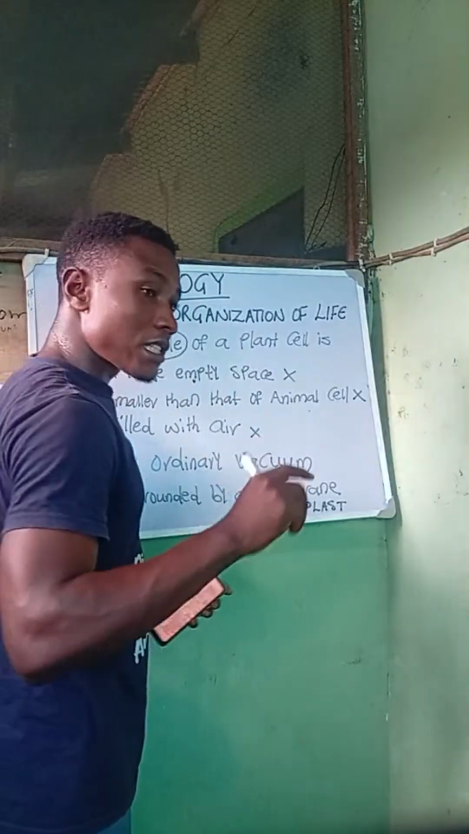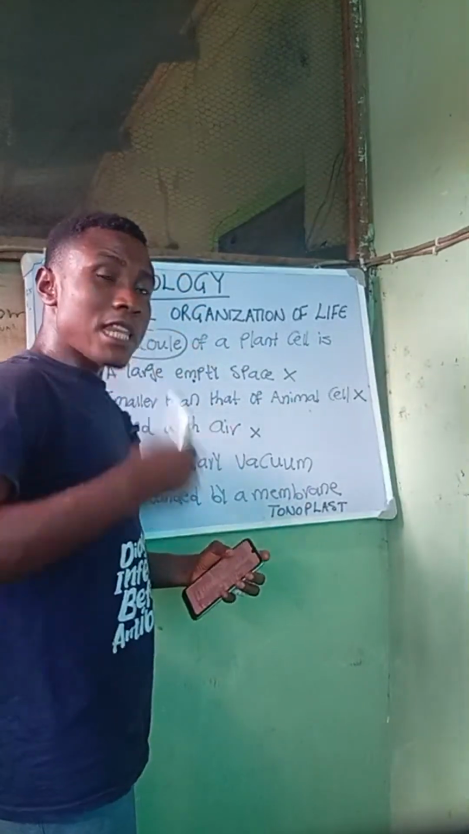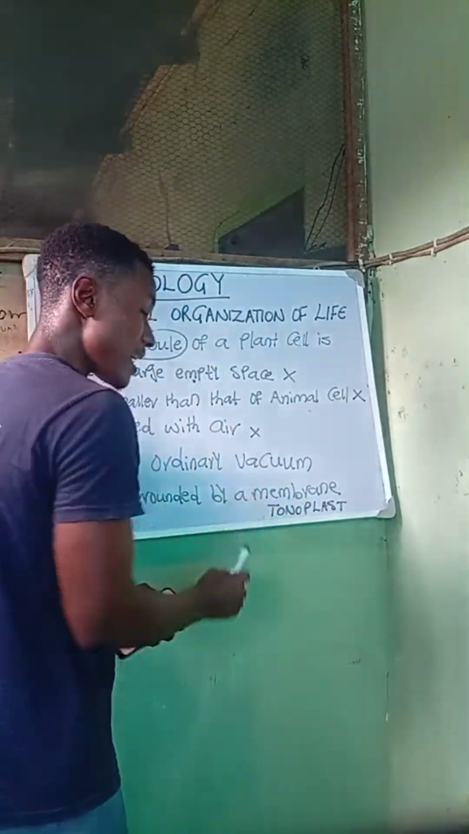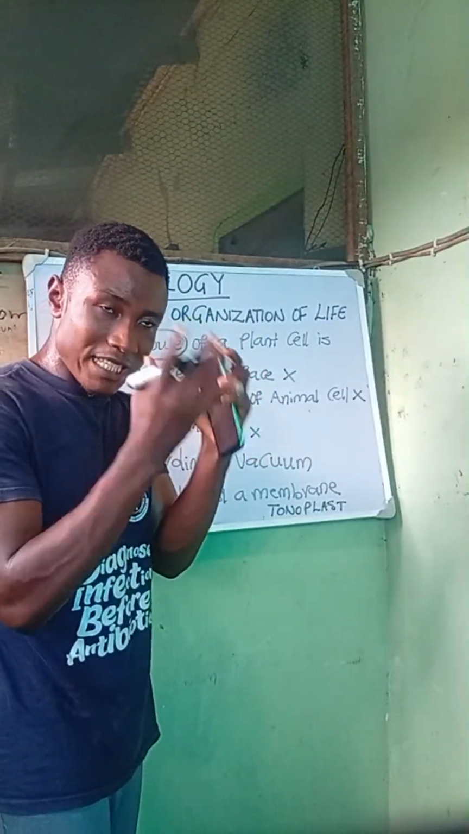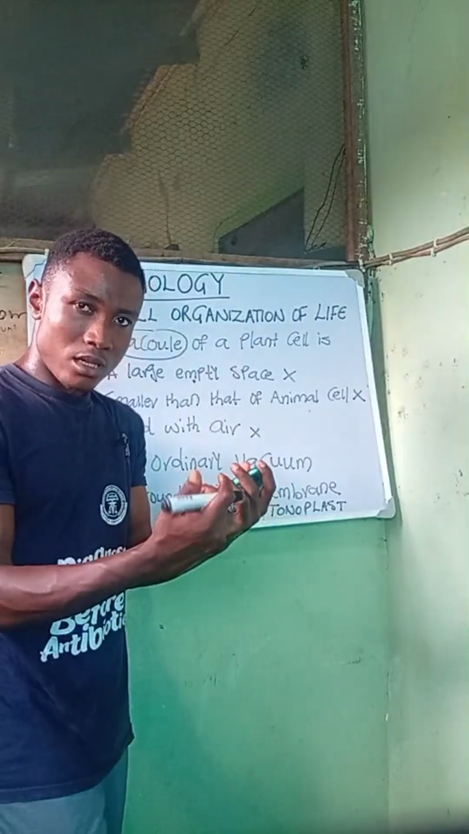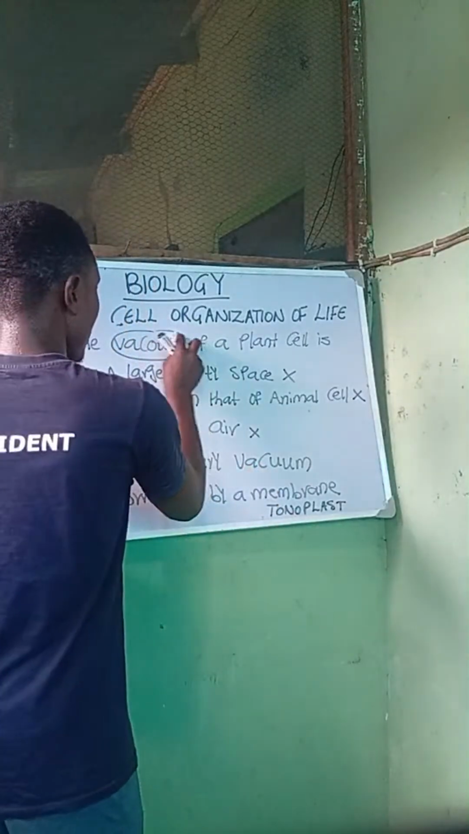So please take note of this. The membrane surrounding the vacuole is known as the tonoplast. It holds the cell sap. When I say sap, you know, liquid. All right. Let's move ahead.